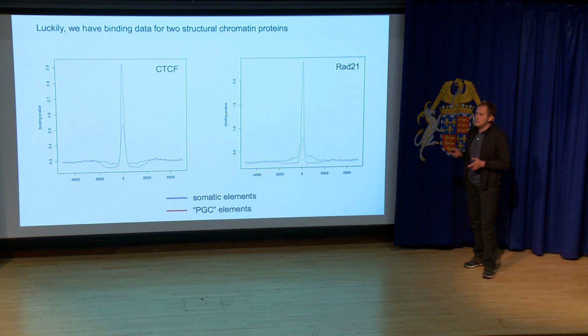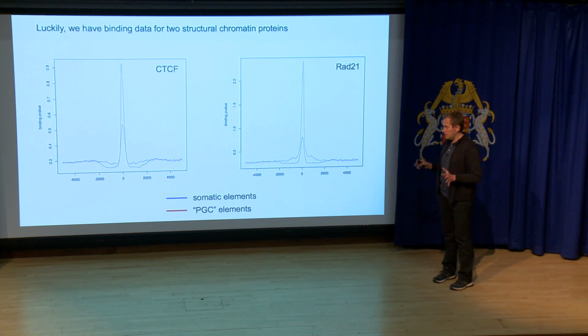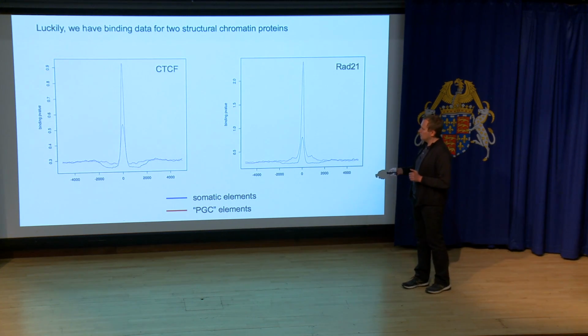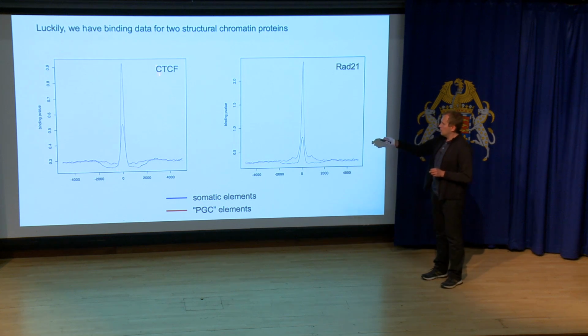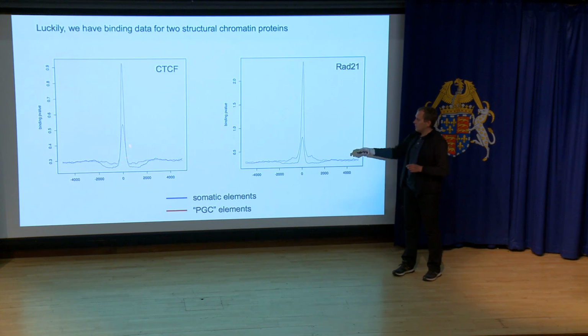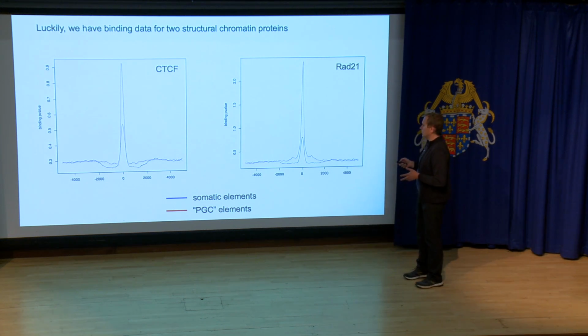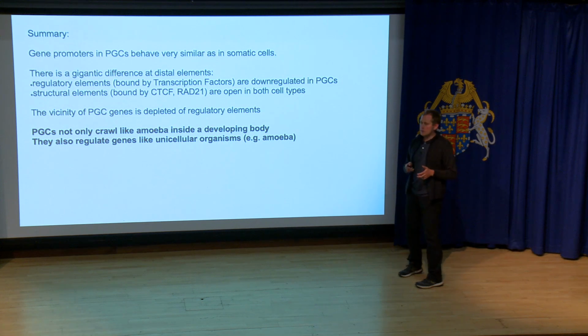And actually, for the CTCF, there is data. It's poor quality, but it's there. So I can plot the true biological binding of CTCF and its partner, RAD1, at this region. So you can see that there is much more binding of CTCF at the PGC-like elements than in the somatic elements. Okay, so that was my last slide.